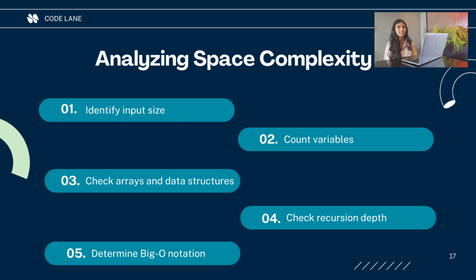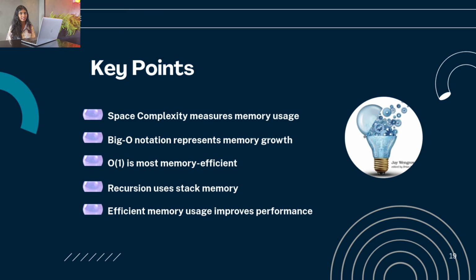Let's see how to analyze space complexity. When analyzing space complexity, we can follow 5 simple steps. First, identify the input size. Second, count the variables used. Third, check whether arrays, lists, or other data structures are created. Fourth, examine recursion depth and stack usage. Finally, determine the overall big O notation. Following these steps makes space complexity analysis much easier and more systematic.